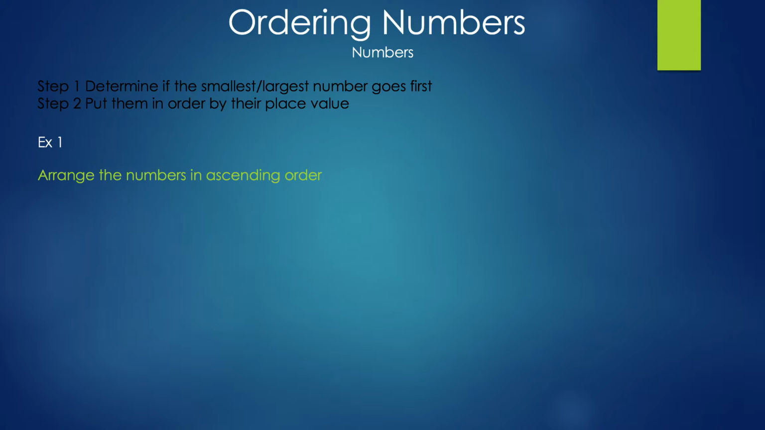Let's take a look at the steps in order to put them in order. Step 1, determine if the smallest or largest number goes first. Step 2, put them in order by their place value. So let's take a look at these numbers. We have 5 numbers. It says arrange the numbers in ascending order. Remember, ascending is from small to big. So we need to find the smallest number first.